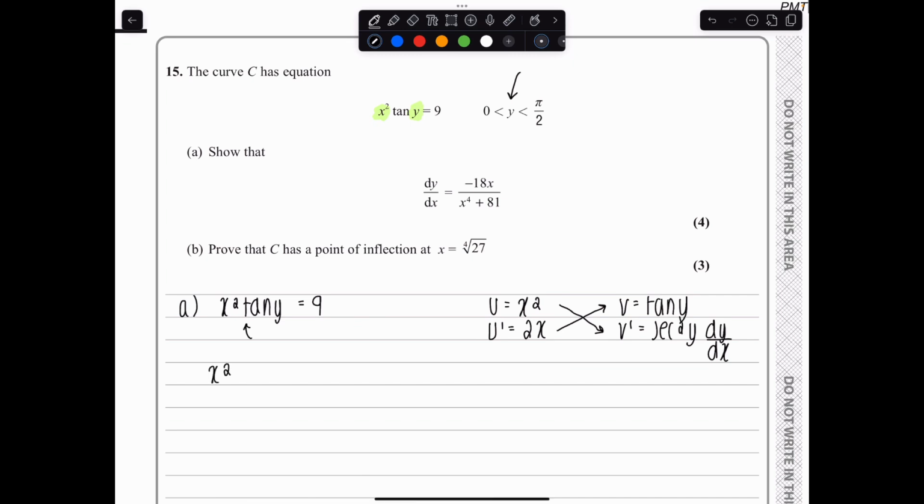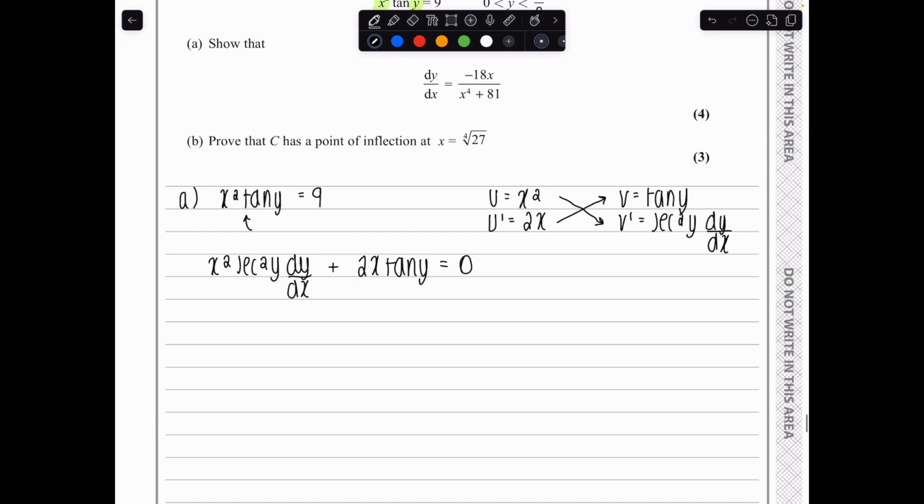We have x squared multiplied by sec squared y dy by dx, and then we're going to add 2x multiplied by tan y. And then the derivative of 9 is equal to 0 because the derivative of any constant is equal to 0.